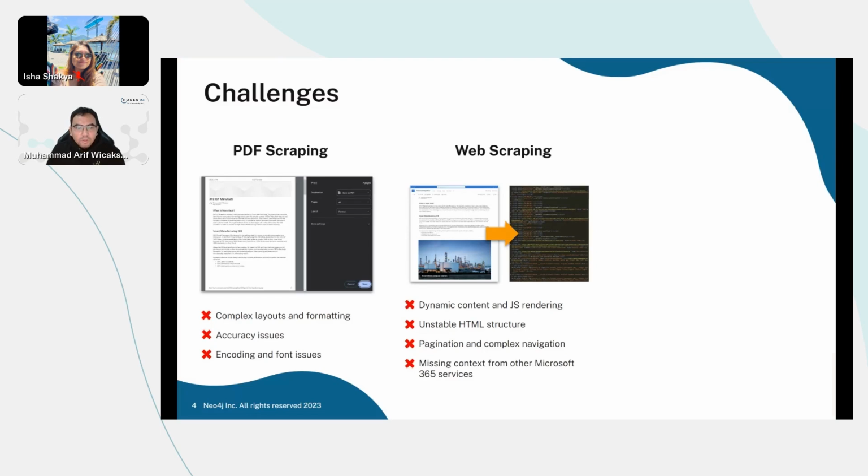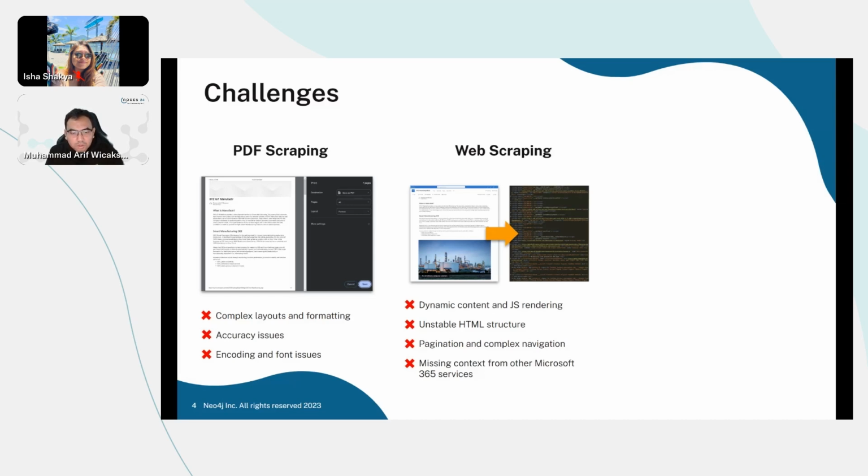Challenges. The first and naive approach to get the content of a site is by printing it as a PDF. As you may already be aware, extracting PDF content is hard, especially if the document has a complex structure. And more often than not, we also face problems with the extracted content accuracy and also problems with the encoding.